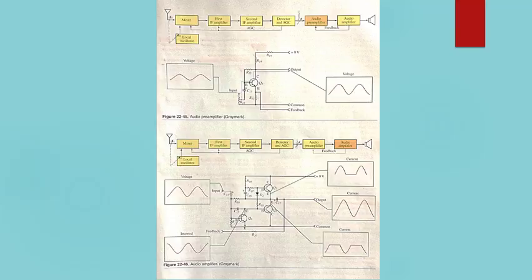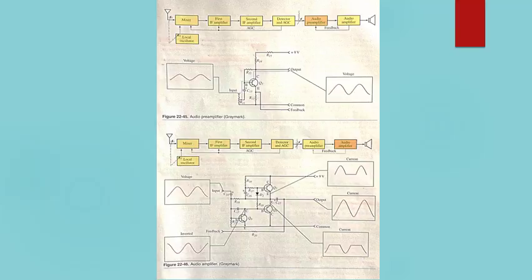In the previous stage, transistor Q5 is biased Class A. It provides enough voltage and power gain to drive the output transistors Q7 and Q8. The output stage is composed of Q7, an NPN transistor, and Q8, a PNP transistor. During the positive swing, Q7 will conduct. During the negative swing, Q8 will conduct.